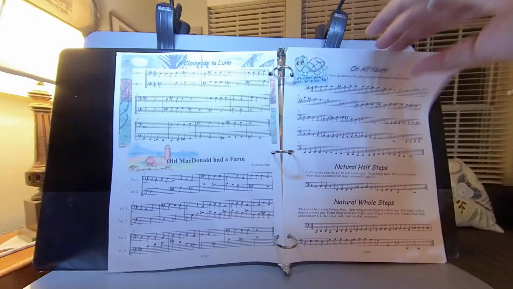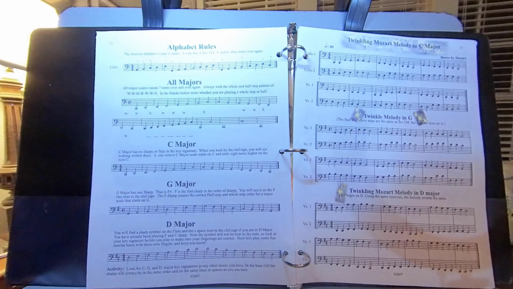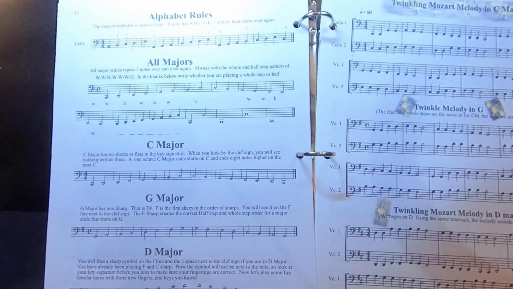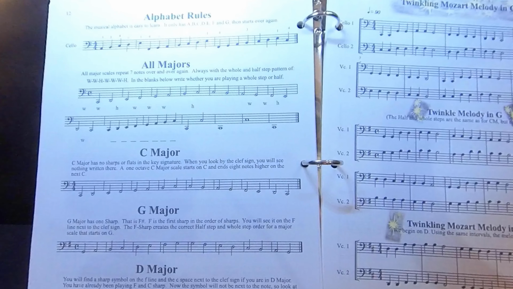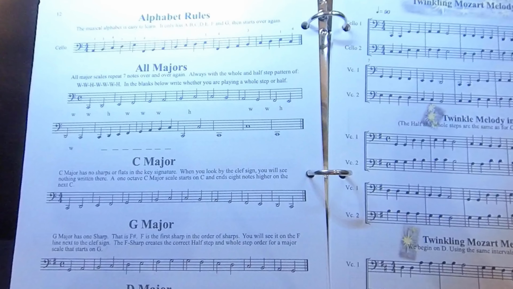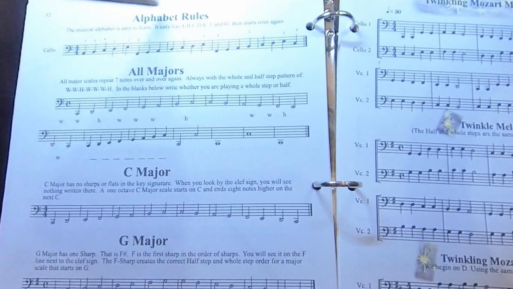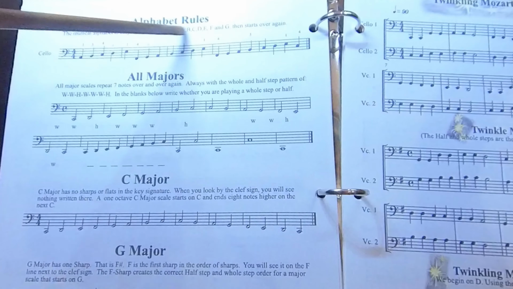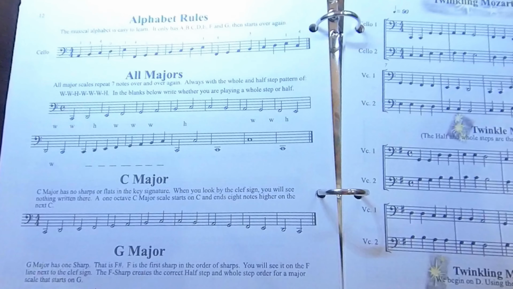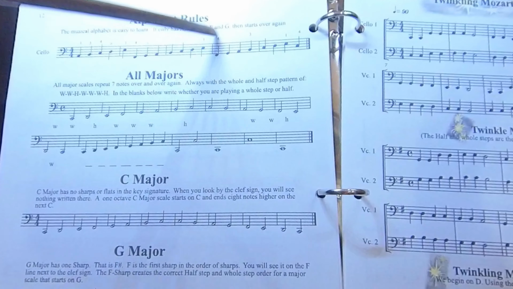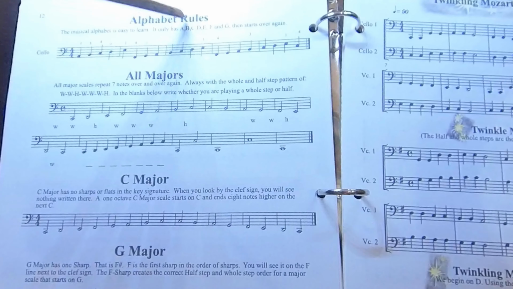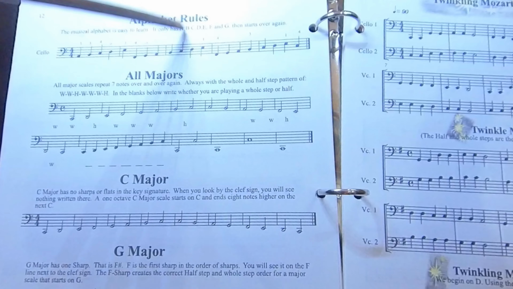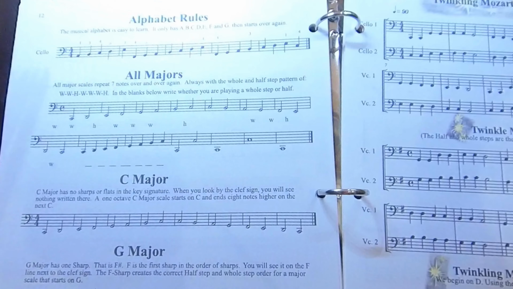Okay, guys, page 12, the alphabet rules. My favorite thing in the world is to do theory. So here we are with some music theory. We've talked a lot about the alphabet in music. Simple, doesn't have 26 notes. It only has A through G, and then it starts over again. So we only have to learn in music A, B, C, D, E, F, G.